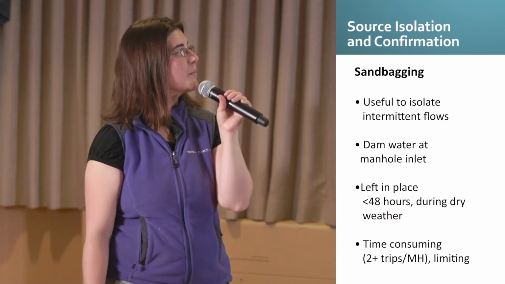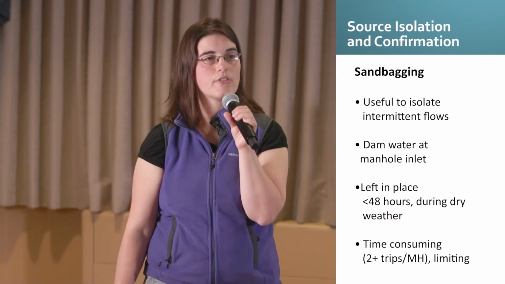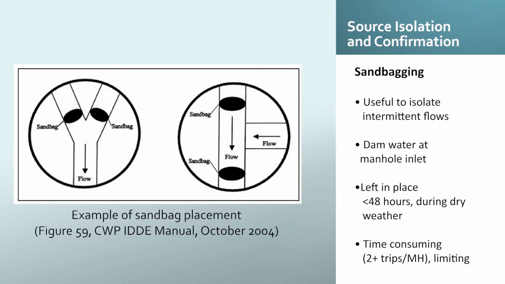So here are some examples of source isolation and confirmation. Sandbagging is a useful tool for trying to trap continuous or intermittent flows. Essentially you sandbag or block, dam off the inlets of your manhole. You want to be careful though that you only do this during a forecasted dry period. You don't want to be causing flooding as a result of trying to track down your illicit discharge, and you don't want the sandbags to be flushed down in your system and cause issues for you.